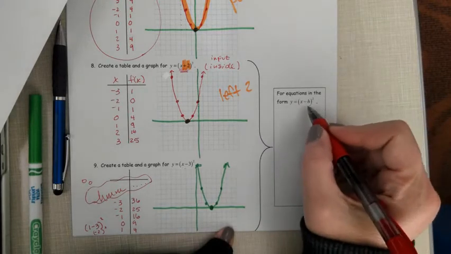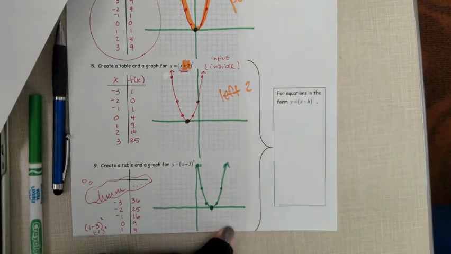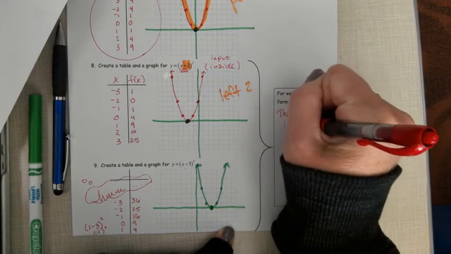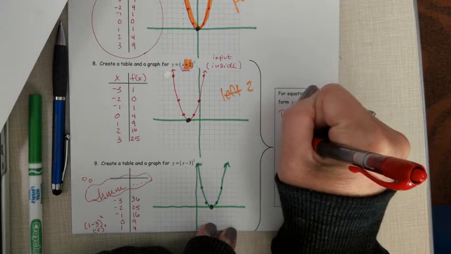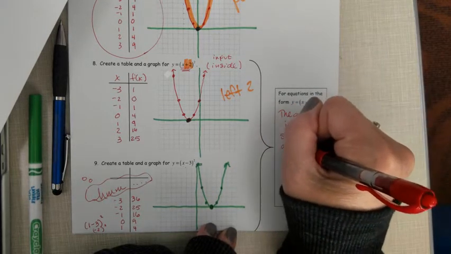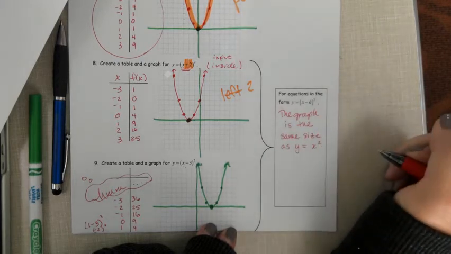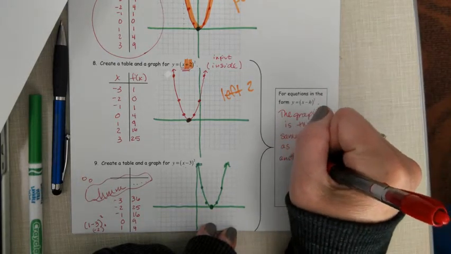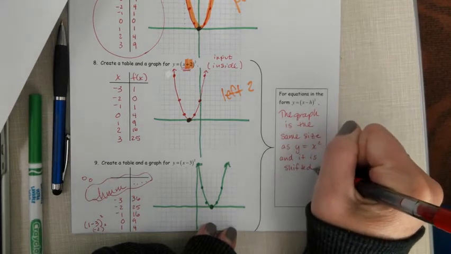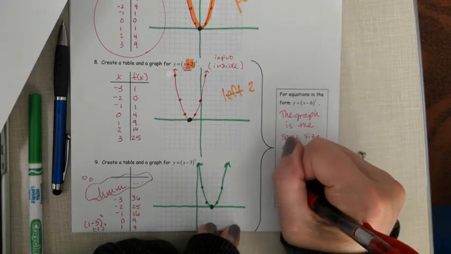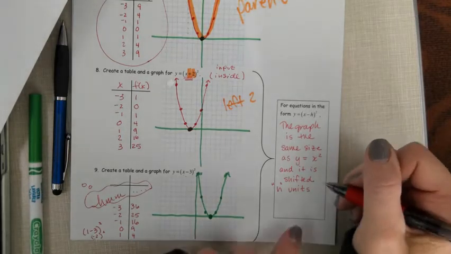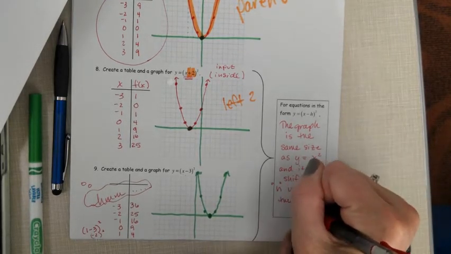So for equations in the form y equals x minus h squared, the graph is the same size as y equals x squared, and it is shifted h units, I'm going to put that in quotes, in the opposite direction of the sign.